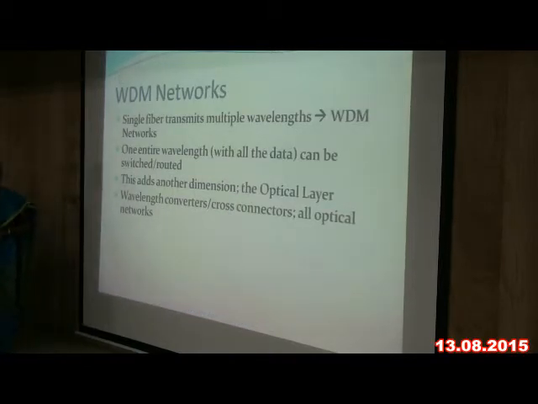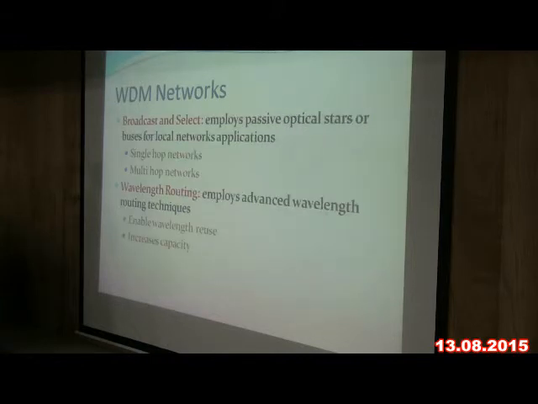Next topic is WDM networks. In WDM networks, there are two methods. First one is the broadcast and select network. Second one is the wavelength routing network.